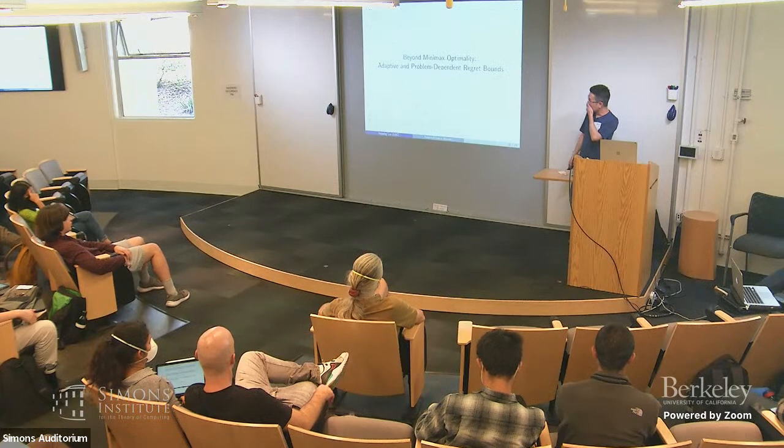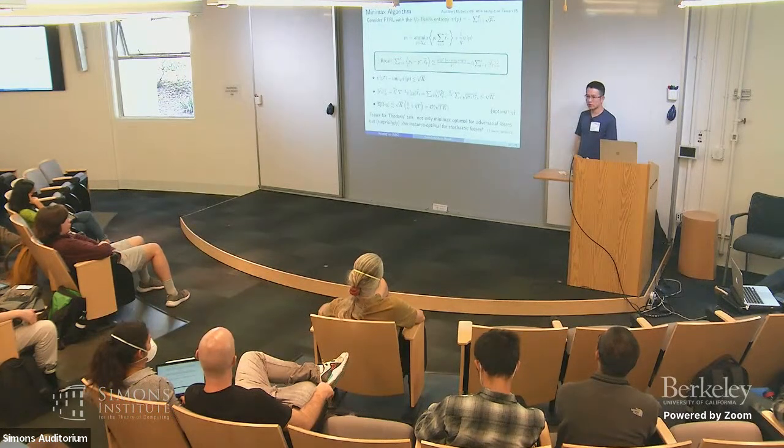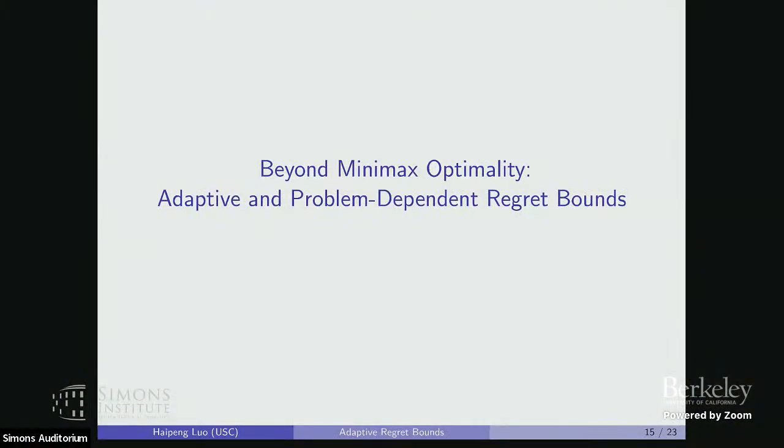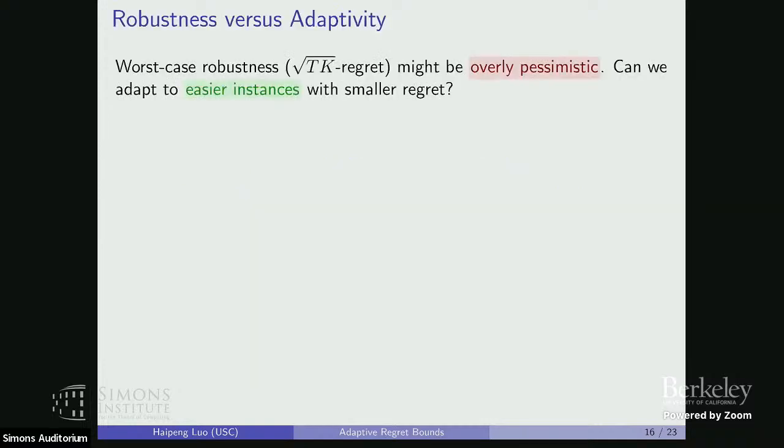Okay. So I'm not going to talk about how to adapt to the stochastic case. Sadori will talk about it. But in the rest of this talk, I will talk about a different kind of adaptive bound, bounds that depend on the specific problem instance in a different way. Okay. So the motivation is just that the worst case robustness, this kind of root tk, is nice, but it might be overly pessimistic. Okay, your environment might not be really adversarial. So the question is, can we adapt to easier instances with a smaller regret whenever we are facing easier instances?